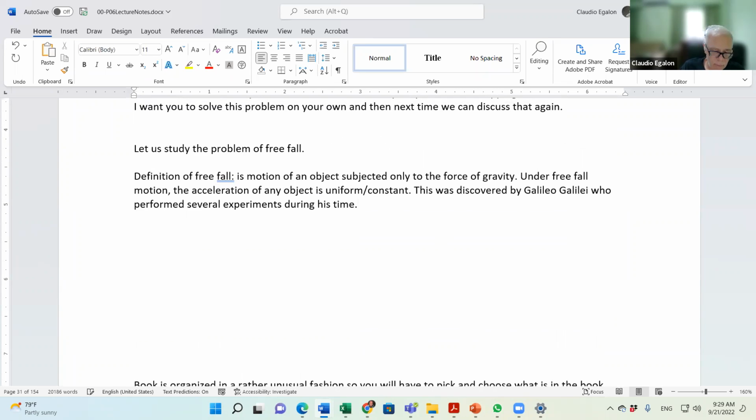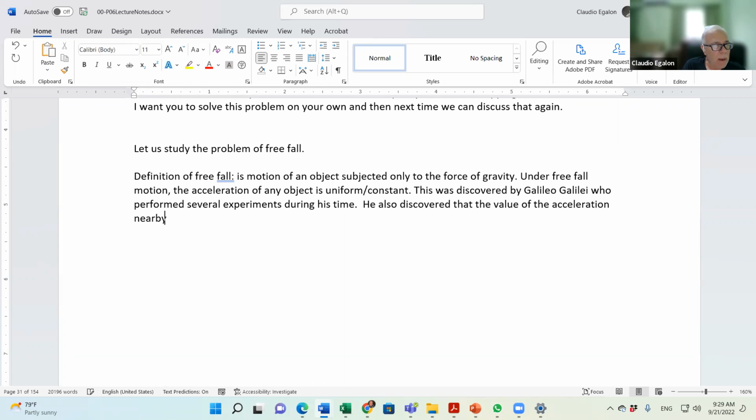He discovered two things. He discovered that acceleration was uniform. He also discovered that the value of the acceleration nearby the Earth's surface was approximately 10 meters per second squared. That's a very easy number to memorize. It's not exactly 10 meters per second squared. It's a little bit less than that, okay?